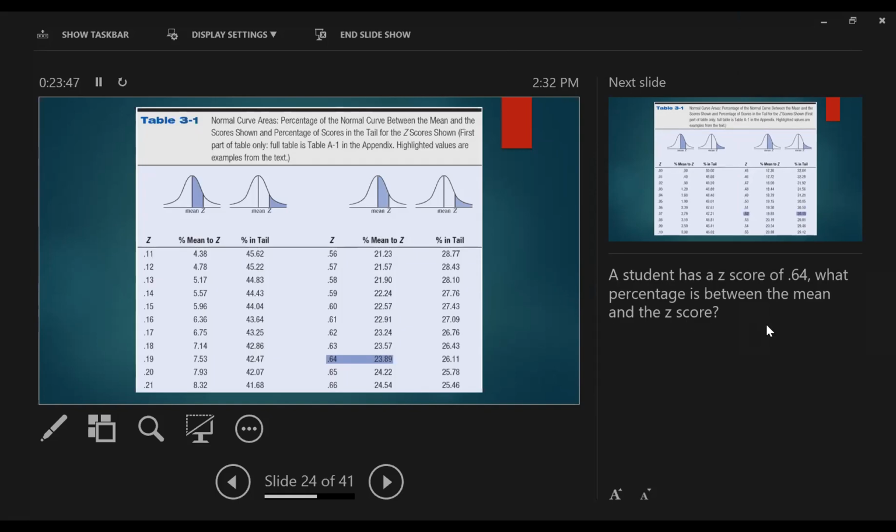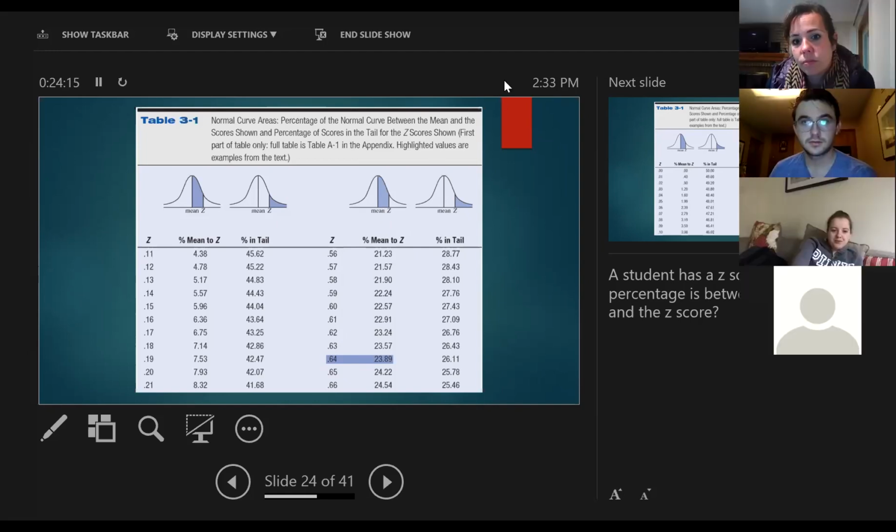Okay, so if a student, for instance, has a z-score of 0.64, what percentage is between the mean and the z-score? It would be 23.89%, right? So a z-score of 0.64 is positive, a z-score of 0 is the mean, 0.64 is above. It's almost a standard deviation above, because what is one standard deviation in terms of z-score? +1, right? So 0.64 is approaching 1. So that would be 23.89% above the mean.